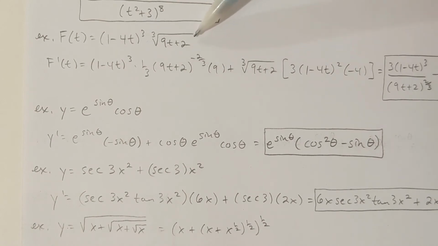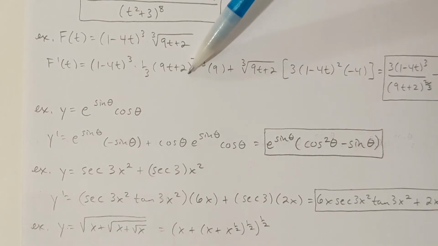The derivative of the second is going to be a chain rule. The cubed root of 9t plus 2, that'd be the same as 9t plus 2 to the 1/3 power. The power of 1/3 can come in front. You're going to leave the 9t plus 2 alone. Reduce the power by 1. 1/3 minus 1 is negative 2/3. But then finish the chain rule. You're going to multiply by the derivative of 9t plus 2, that's 9.